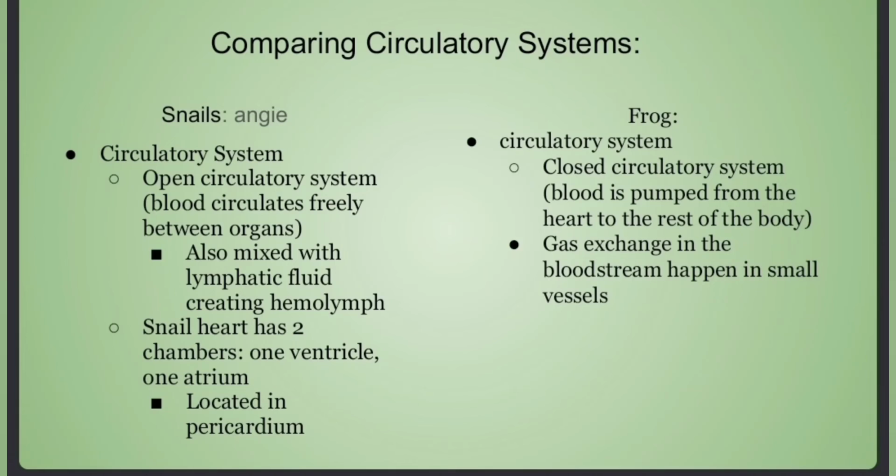Comparing circulatory systems, frogs have a closed circulatory system. It means that the blood is pumped from the heart to the rest of the body, and gas exchange in the bloodstream happens in small vessels.